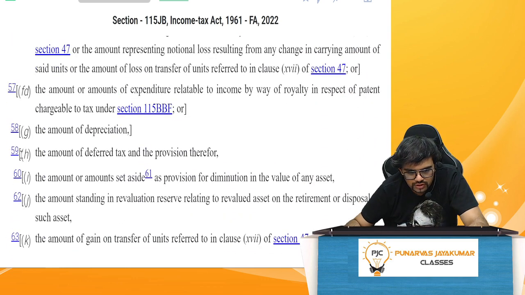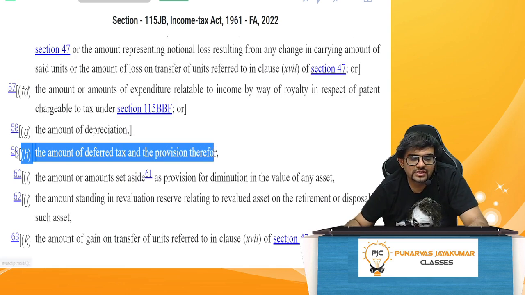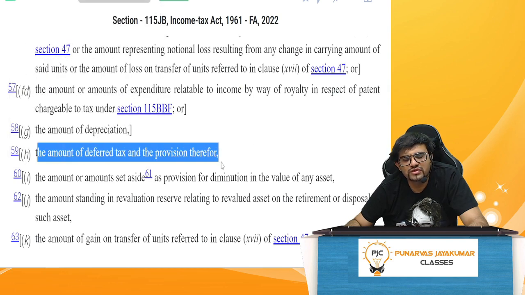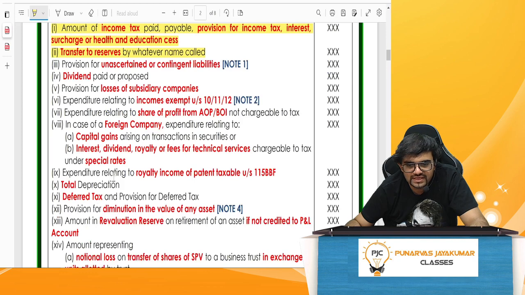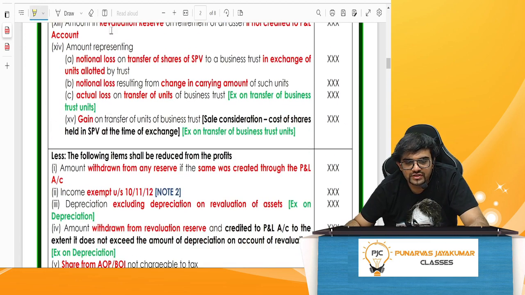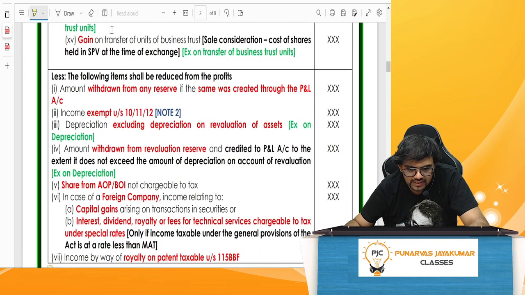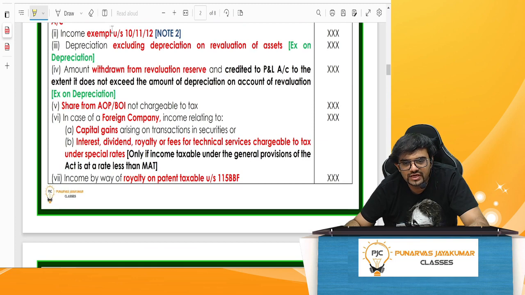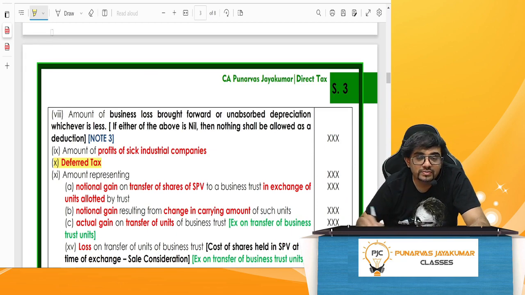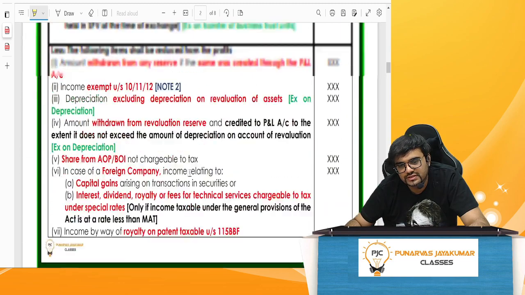Here, point number H. This was again to nullify the decision. In 2008, they made it. Amount of deferred tax and provision therefor. Since it's linked to tax, I'm just making it here. In our notes, you can mark this. Deferred tax and provision for deferred tax. Similarly, later, if some other day they credit the deferred tax, then also I have to subtract it, obviously. If credited to the P&L account, I have to reduce it. Very simple. Got it, guys?